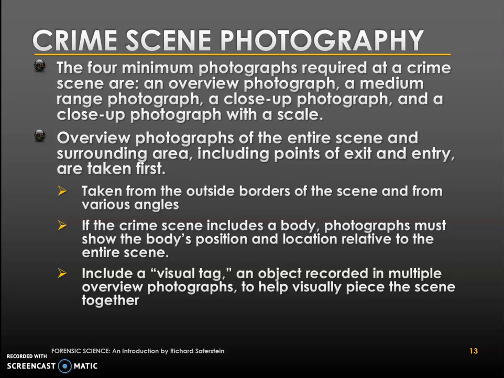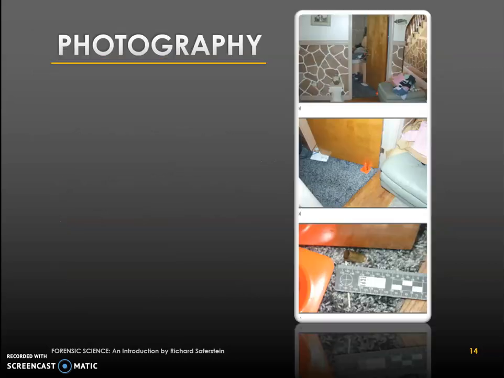Overview photographs of the entire scene and surrounding area, including points of exit and entry, are taken first, from the outside borders of the scene and from various angles. If the crime scene includes a body, photographs must show the body's position and location relative to the entire scene. Include a visual tag, an object recorded in multiple overview photographs to help visually piece the scene together.